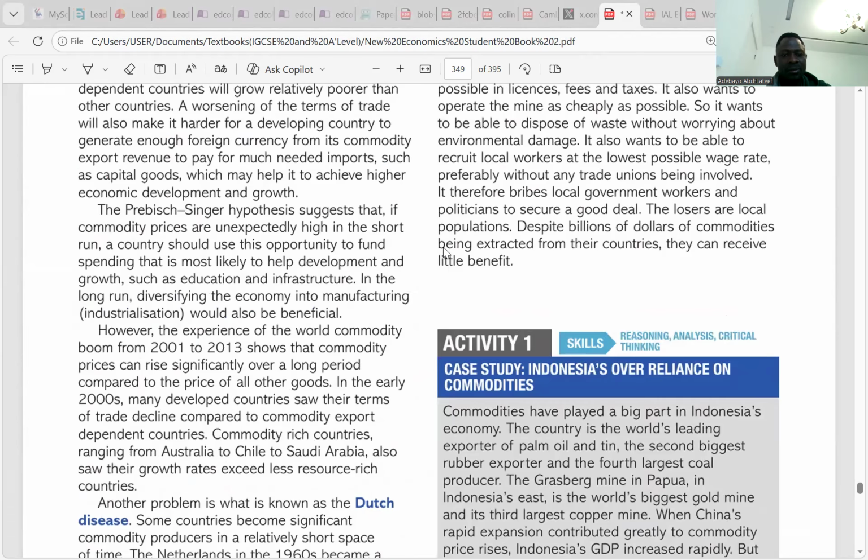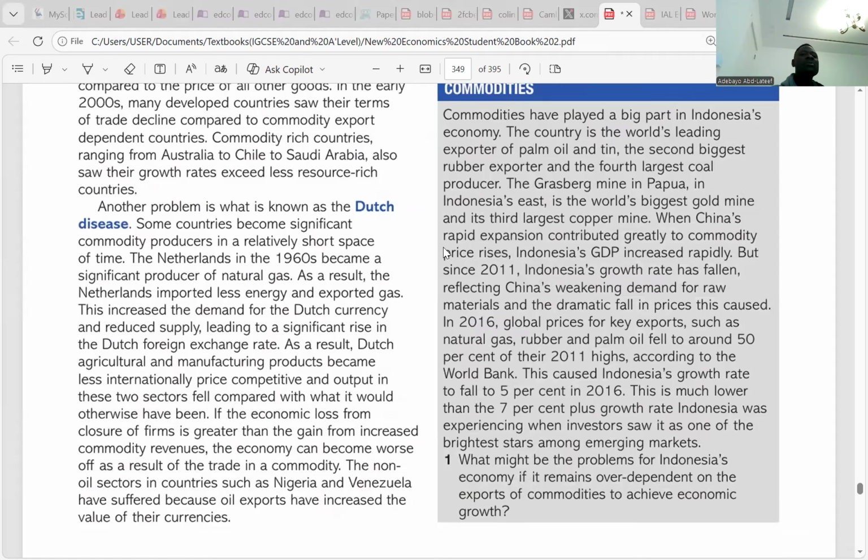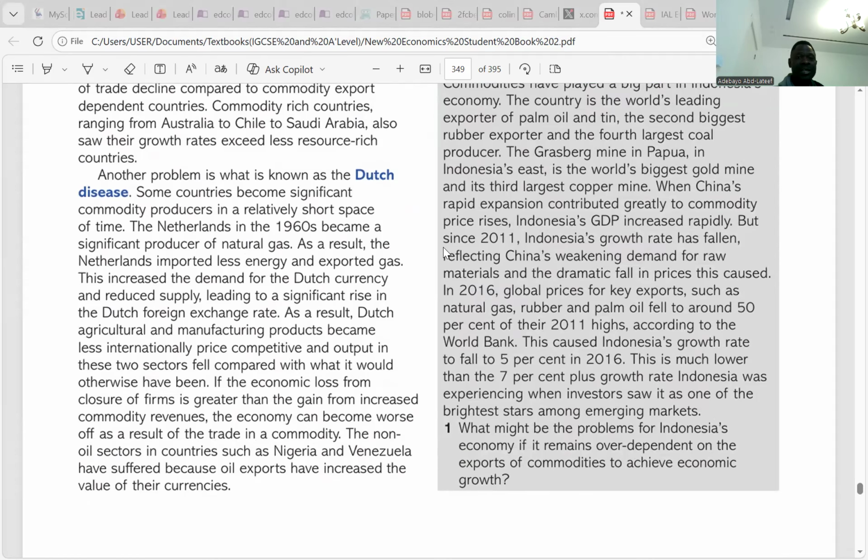Let me just see. Yeah, they said another problem is what is known as the Dutch disease. Some countries become significant commodity producers in a relatively short space of time. The Netherlands in the 1960s became a significant producer of natural gas. As a result, the Netherlands imported less energy and exported gas. This increased the demand for Dutch currency and reduced supply, leading to a significant rise in the Dutch foreign exchange rate. As a result, Dutch agriculture and manufacturing products became less internationally price competitive, and output in these two sectors fell compared with what it would otherwise have been.